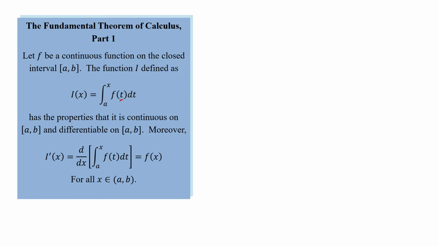Moreover, because who doesn't like to use an opportunity to use the word moreover, the derivative of I. Notice here we have the derivative of the integral. It equals f of x. What we do is we take these t's and we replace them with x. Couple things to notice here. The lower bound is a constant, and the upper bound is a variable. That's very important.